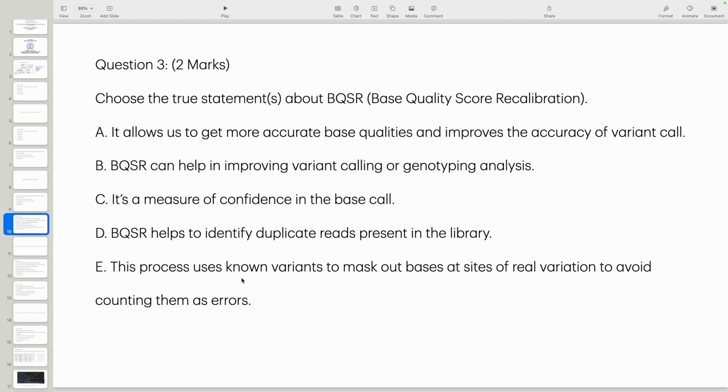This process uses unknown variants to mask out known variants at sites. These known variants are already present in the database. We get the data from the database, give it to the software, and then compare it with the variant that we are calling, to see whether it is actually a variant or an artifact. So the correct options for this question are A, B, C, and E.